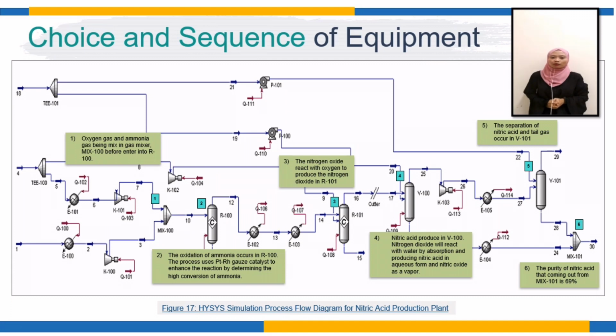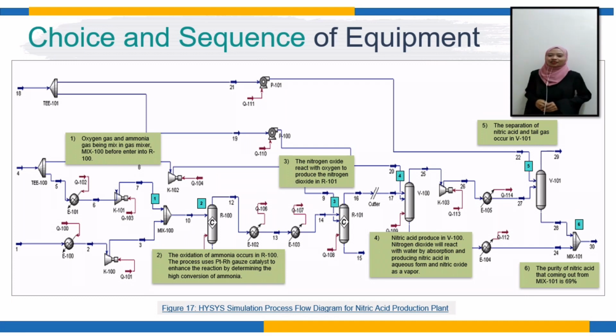The process stream then passes through coolers E102 and E103 and is cooled to 50 degrees Celsius. These two-stage coolers are implemented in order to prevent thermal shock, as a sudden temperature fluctuation can lead to mechanical equipment failure. Cooler E102 is intended to reduce the temperature from 900 degrees Celsius to 400 degrees Celsius, while cooler E103 cools the gas down from 400 degrees Celsius to 50 degrees Celsius.